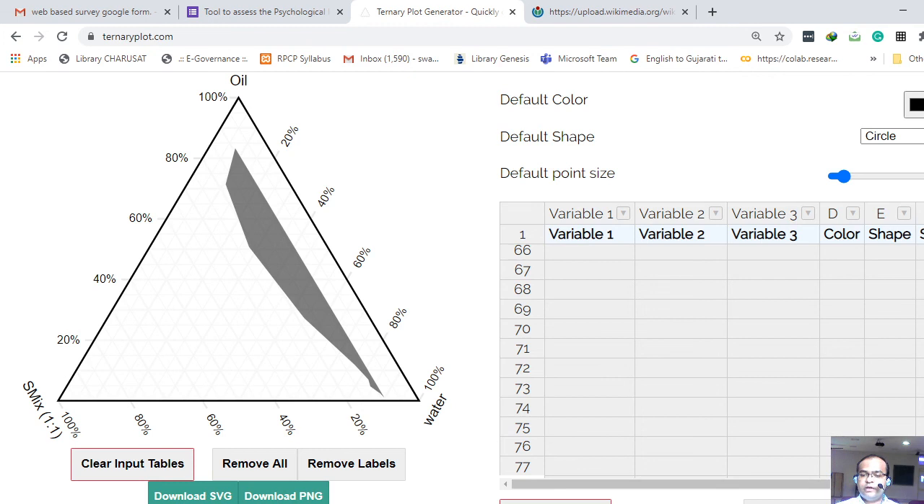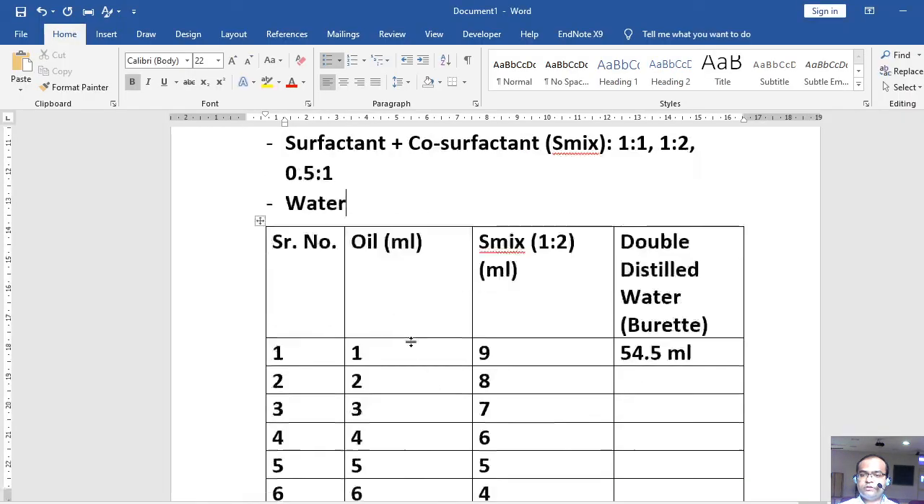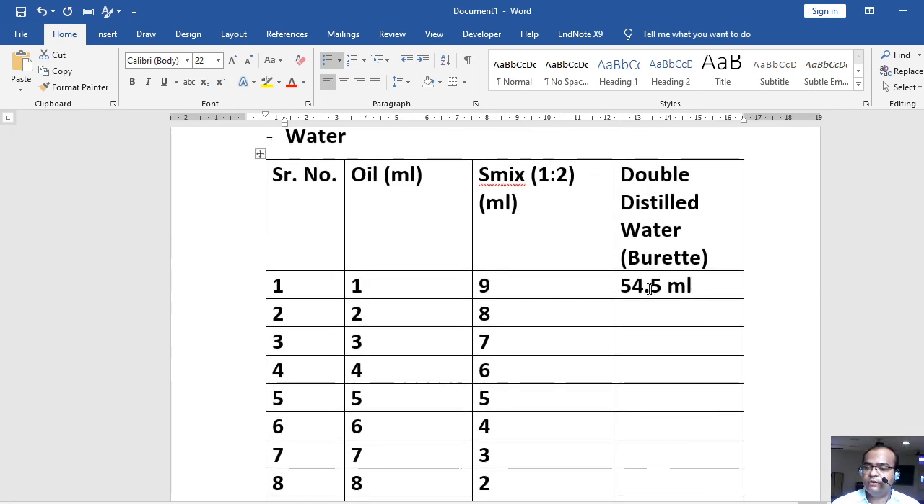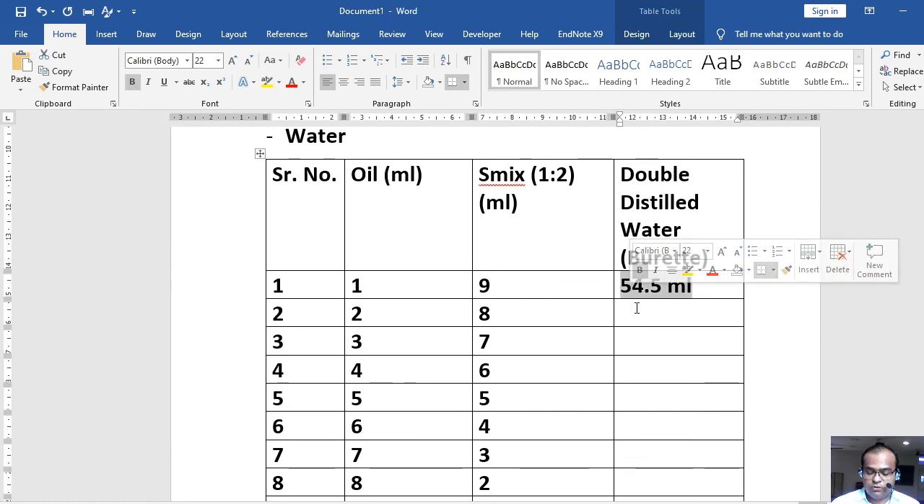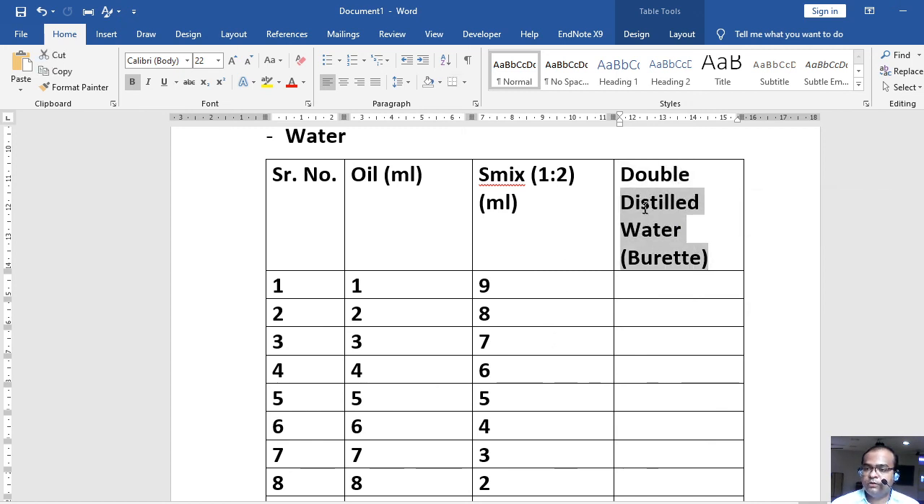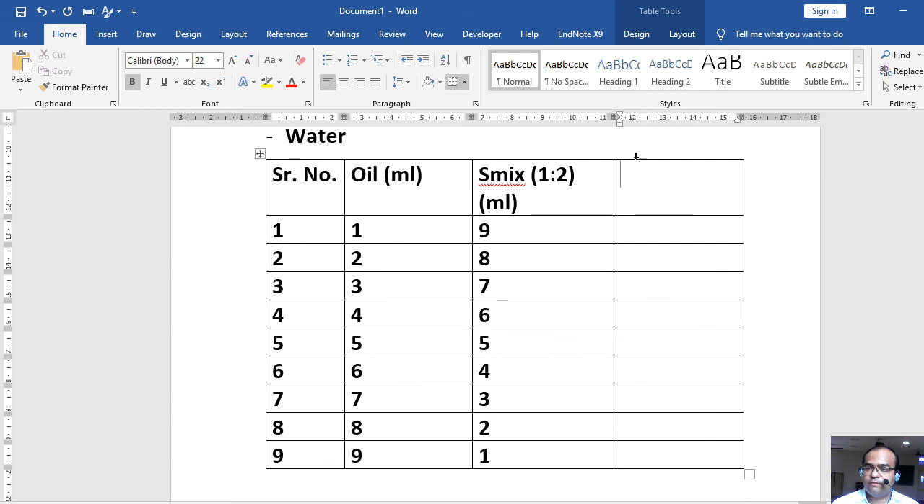Now as far as self microemulsification is concerned, as I said, it is just a mixture of oil, surfactant and co-surfactant. We do not involve any water in the system, so we need to make a minor change in our experiment, because now we are not utilizing water in our system, so we cannot titrate it. So how can we identify our region for the perfect SMEDDS?